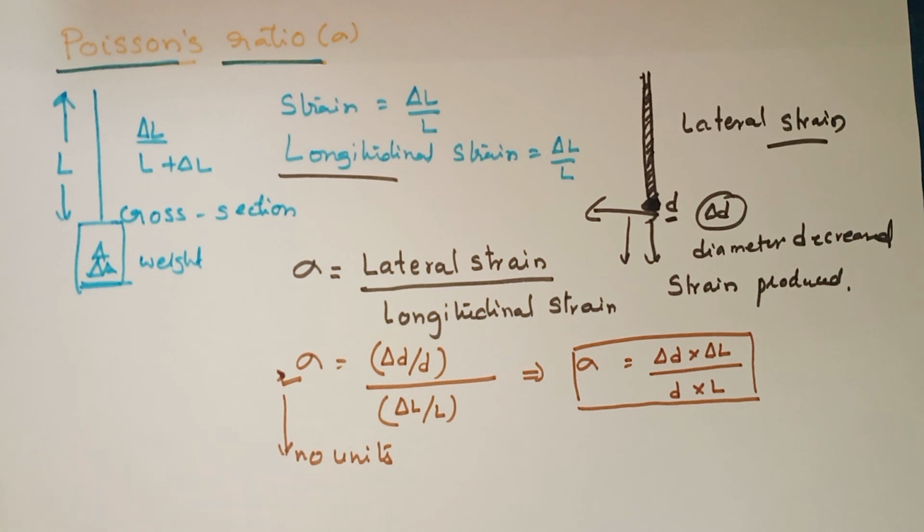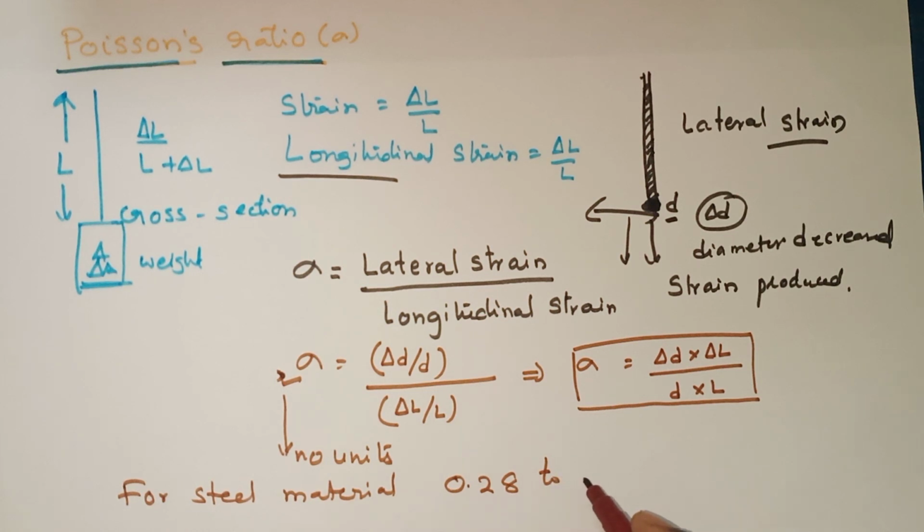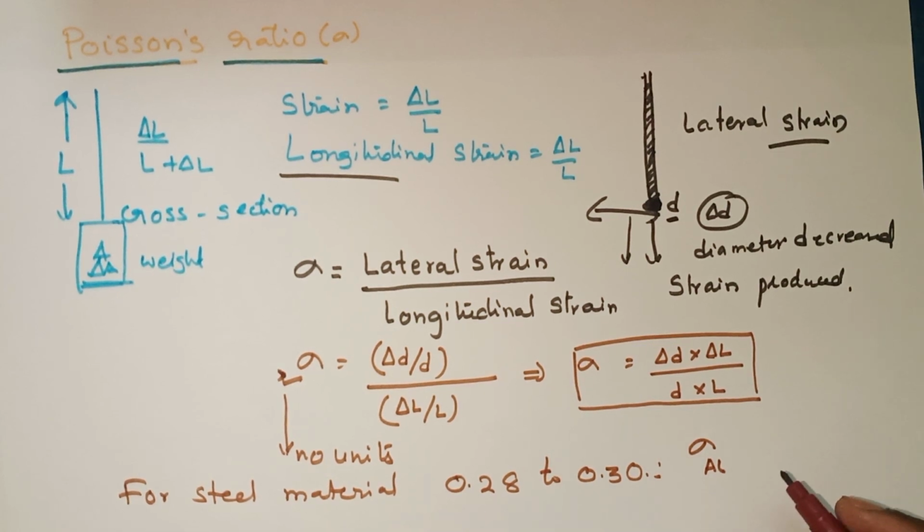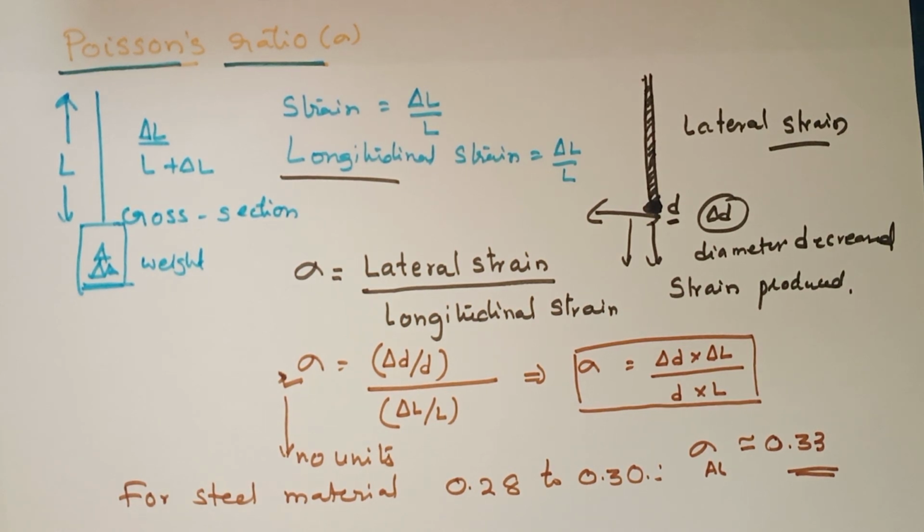For steel material, basically, the value approximately lies between 0.28 to 0.30. For aluminium, sigma for aluminium is approximately 0.33. So this is about a simple Poisson's ratio.